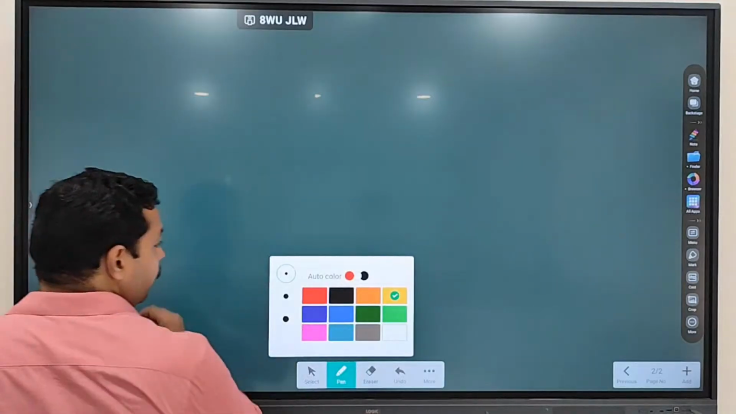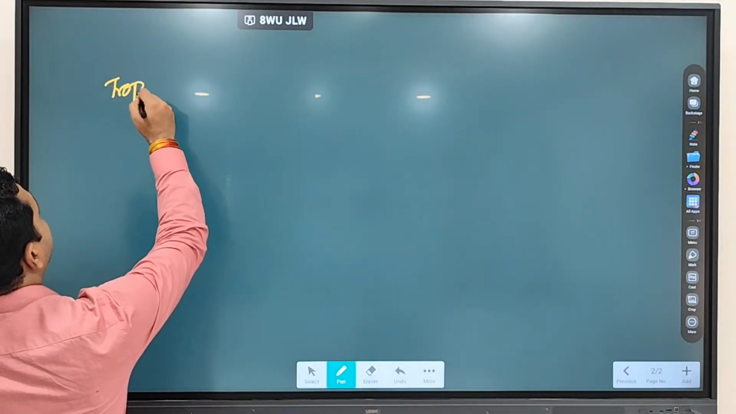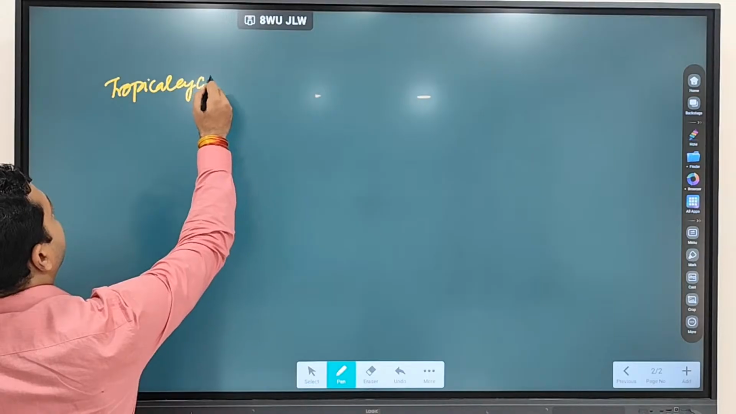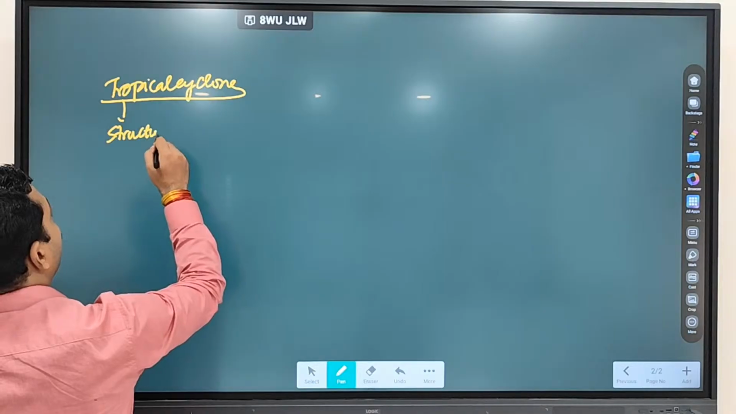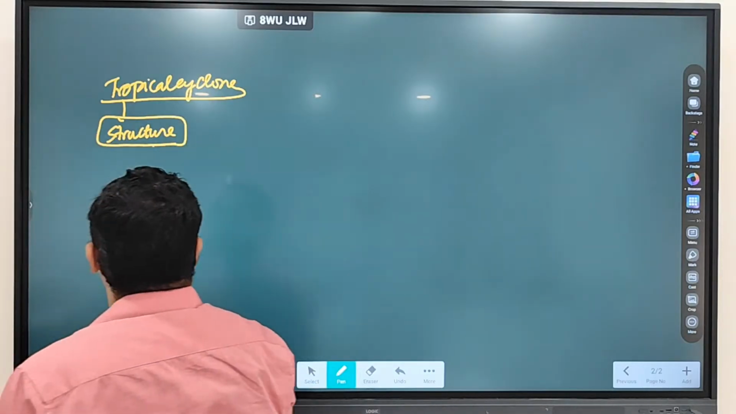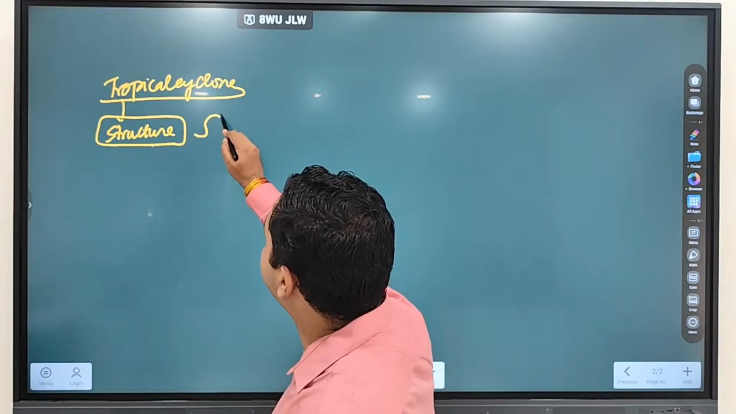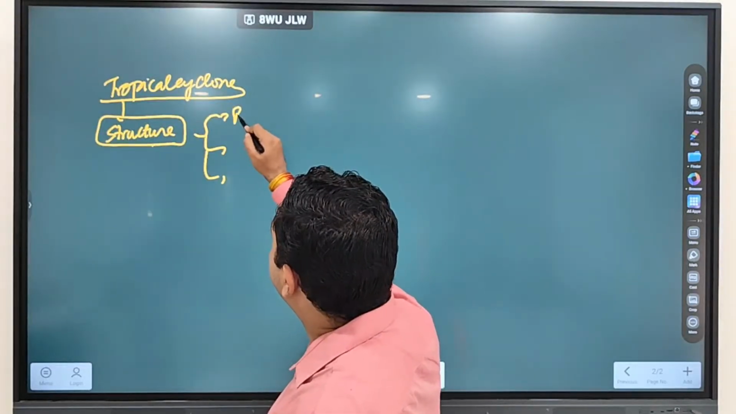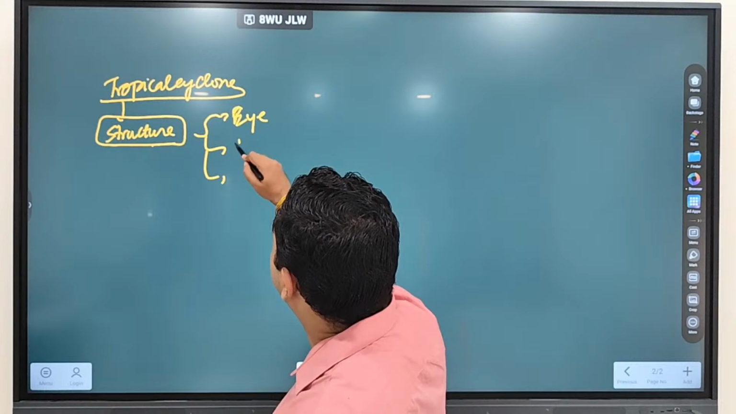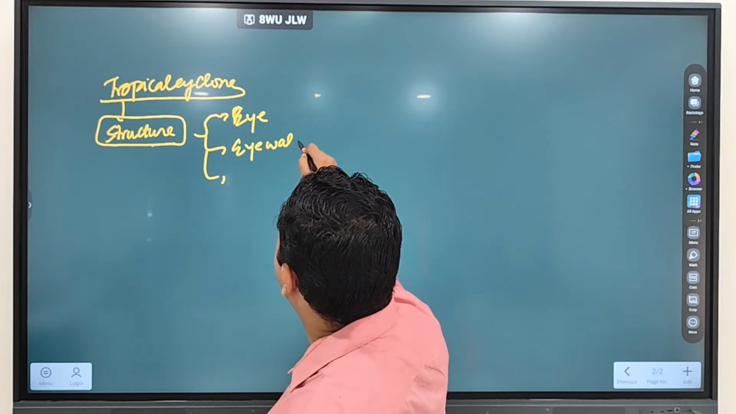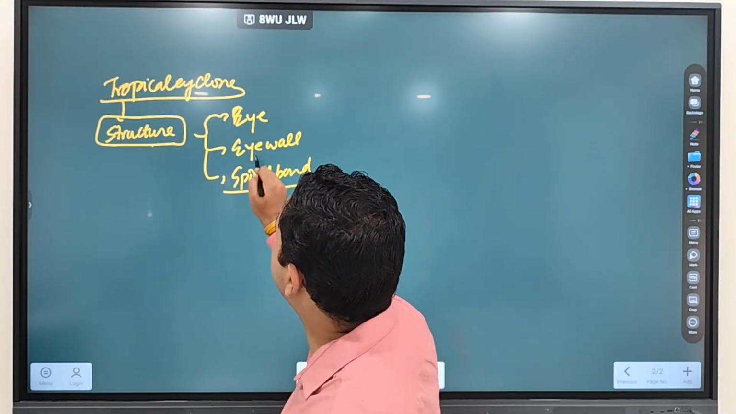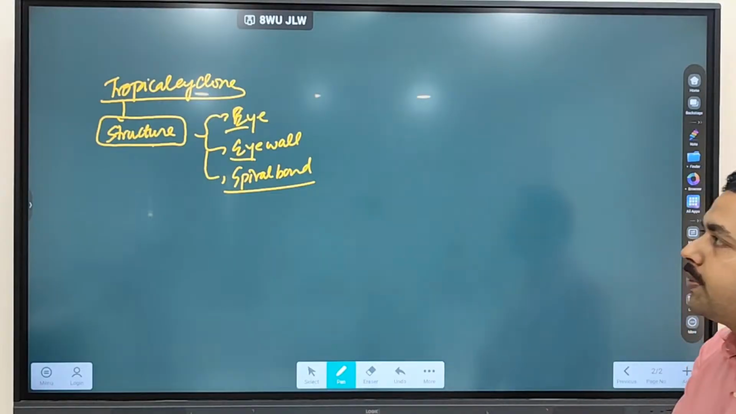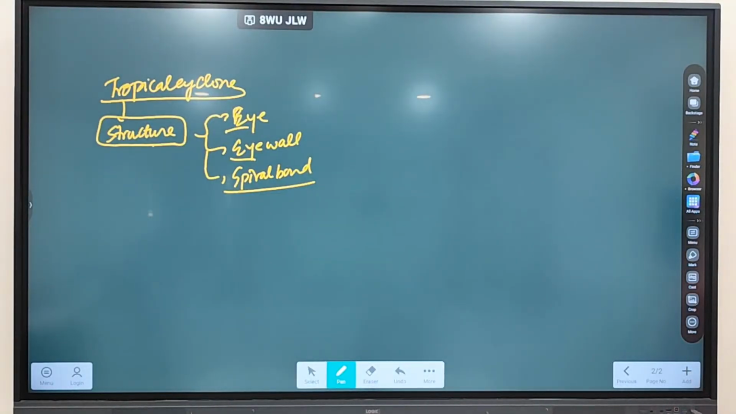Next comes the structure. What is the structure of a tropical cyclone? Generally you will find three regions: eye, eye wall, spiral band. These are the three regions you're going to find in a tropical cyclone. So tropical cyclone structure is what? Structure is eye, eye wall as well as spiral band region. Clear?